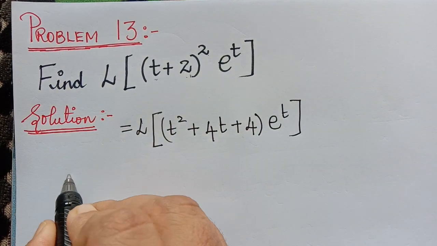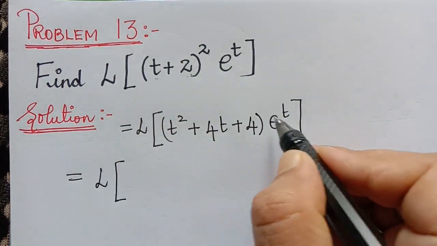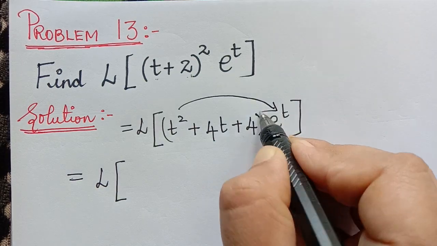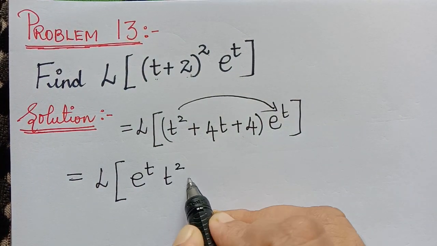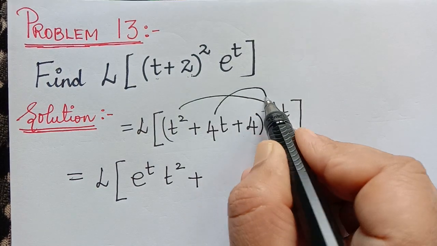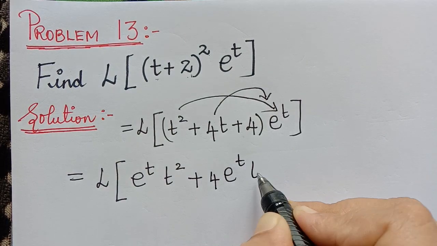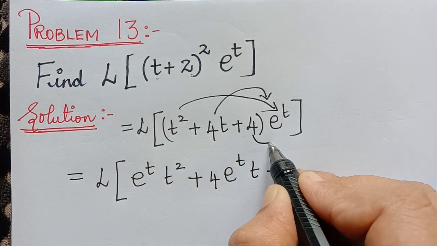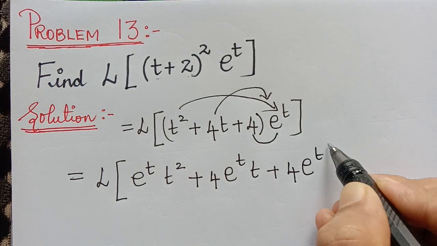Now further, when we multiply with e to the power t, we get Laplace transform of, so t square multiplied with e to the power t gives e to the power t times t square, plus 4t multiplied with e to the power t, so 4 e to the power t times t, plus 4 multiplied with e to the power t will give us 4 e to the power t.